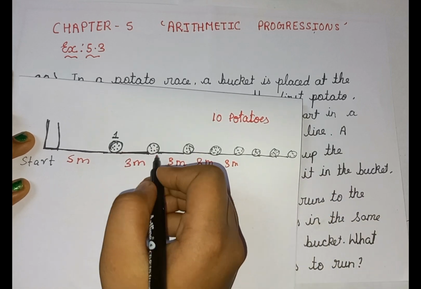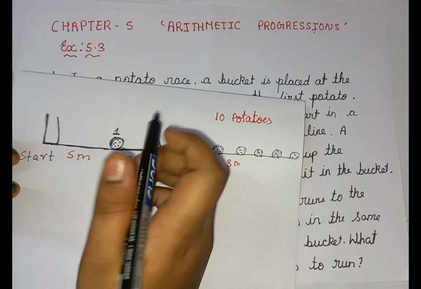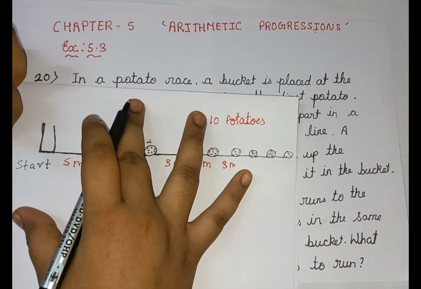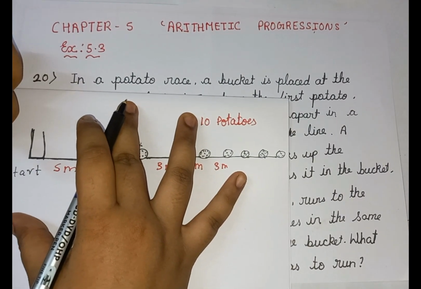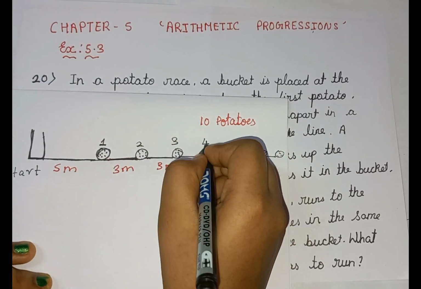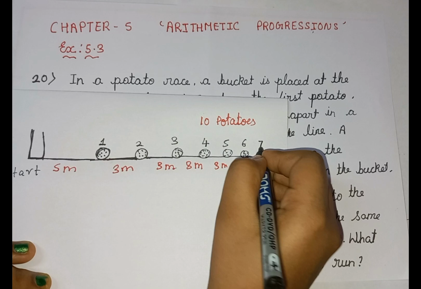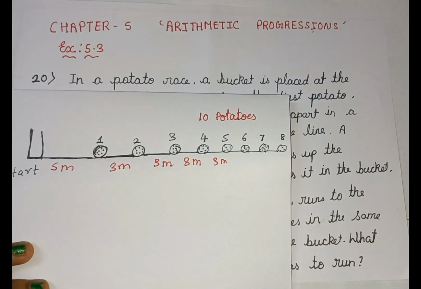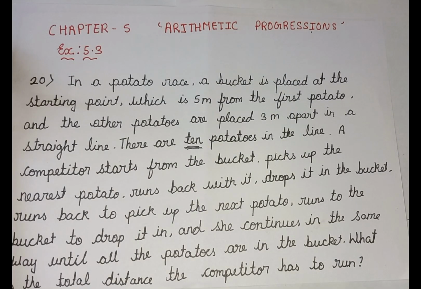All right. So this is potato number 2, this is potato number 3, this is 4, 5, 6, 7, 8. Now you can understand it properly, right? So now this is the figure. Now let's read further.